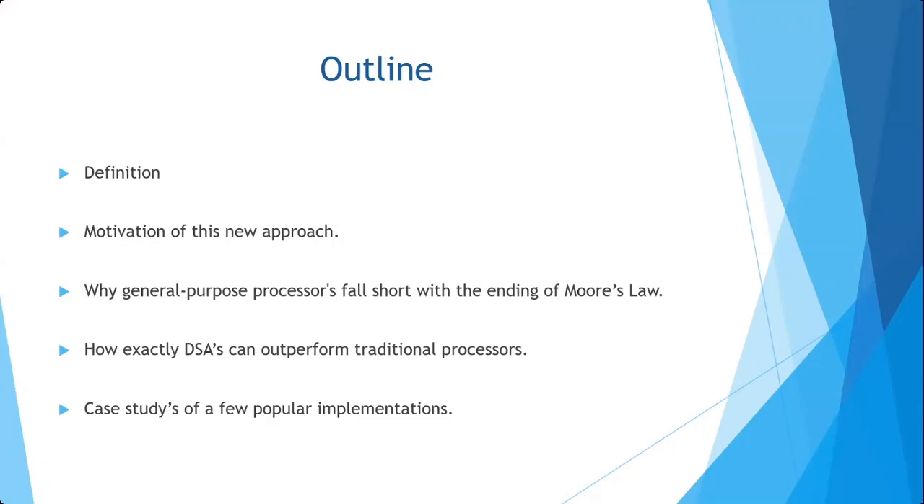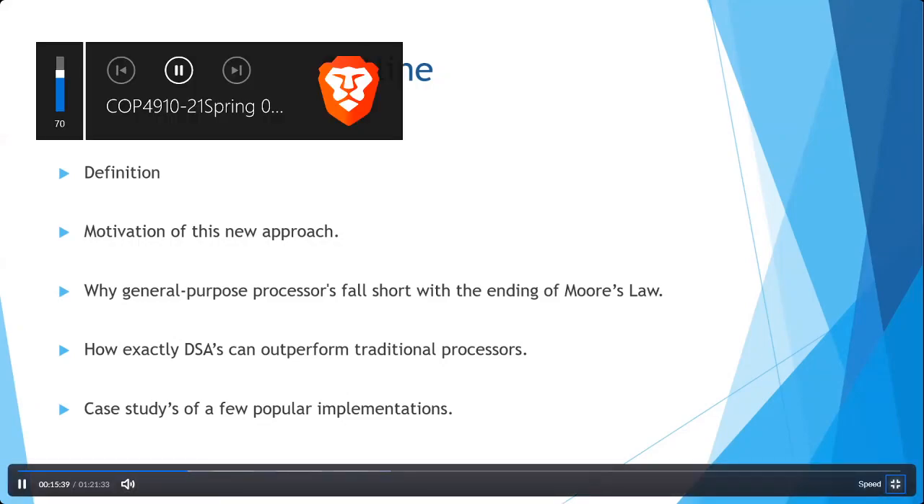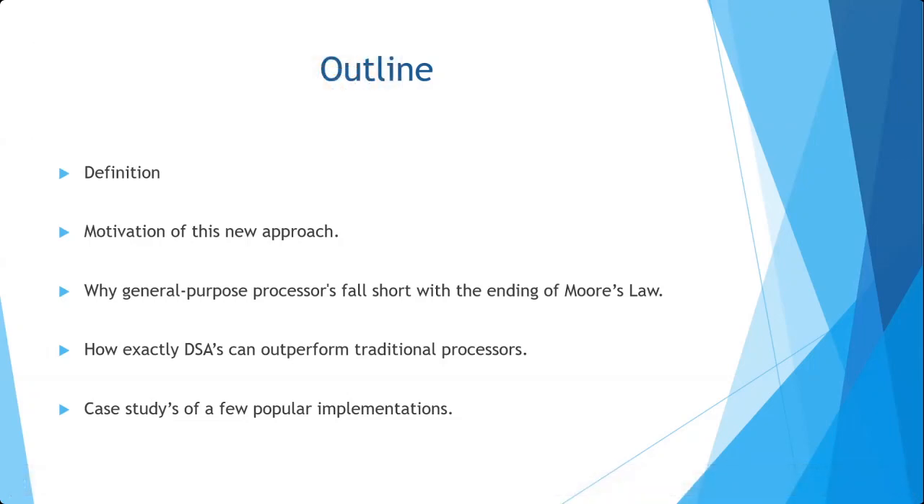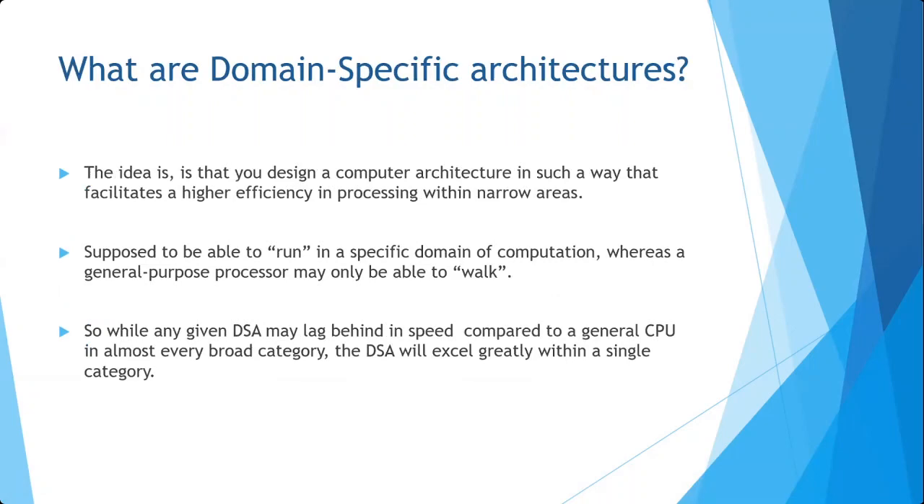So, the outline for this presentation: I'll define what domain-specific architectures are. I'll describe the motivation of this approach. I'll also talk about why general purpose processors fall short with the ending of Moore's Law. I'll explain how exactly domain-specific architectures can outperform traditional processors. And I'll go over a few case studies of a few popular implementations in industry. Some pretty interesting stuff. Can't wait to get into that.